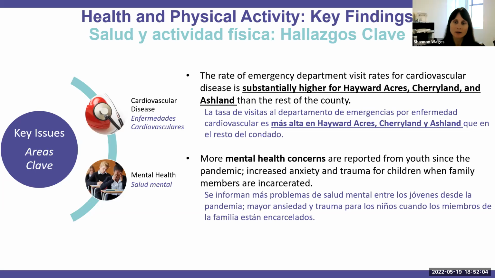And additionally, we found that more mental health concerns have been reported from youth since the pandemic. Another area of concern is the increased anxiety and trauma that children experience when family members are incarcerated. All of these issues are important to consider for this environmental justice plan, in addition to other health topics that we haven't even identified here.